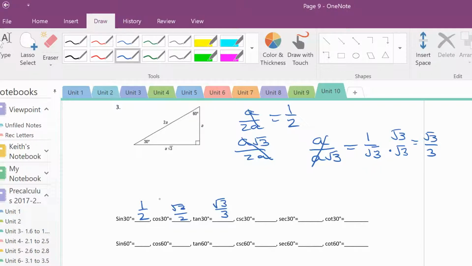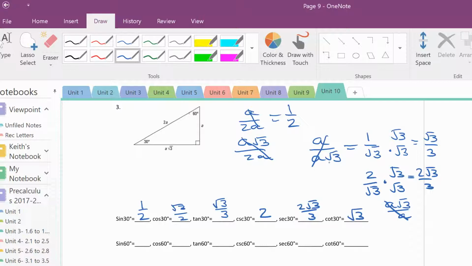Cosecant, remember, is just the reciprocal of the sine, so it's 2. Secant is the reciprocal of the cosine, so that's 2 over rad 3, which makes it 2 rad 3 over 3. And then the cotangent is the reciprocal of the tangent. So instead of flipping this one and having to rationalize, notice it was a over a rad 3, so now it's just a rad 3 over a, which is going to give you rad 3.